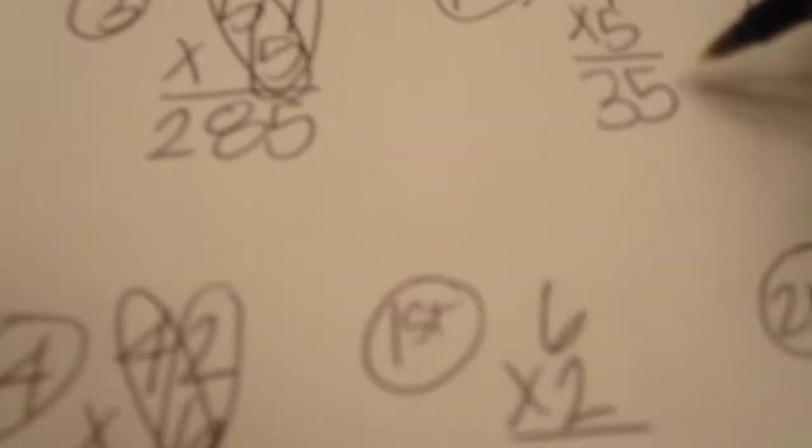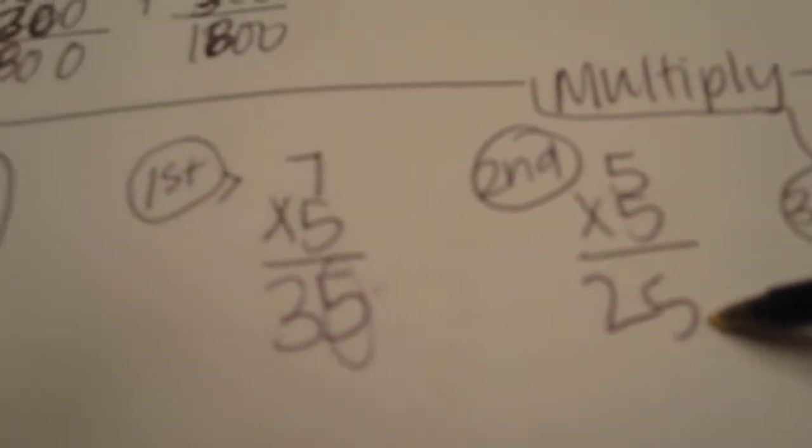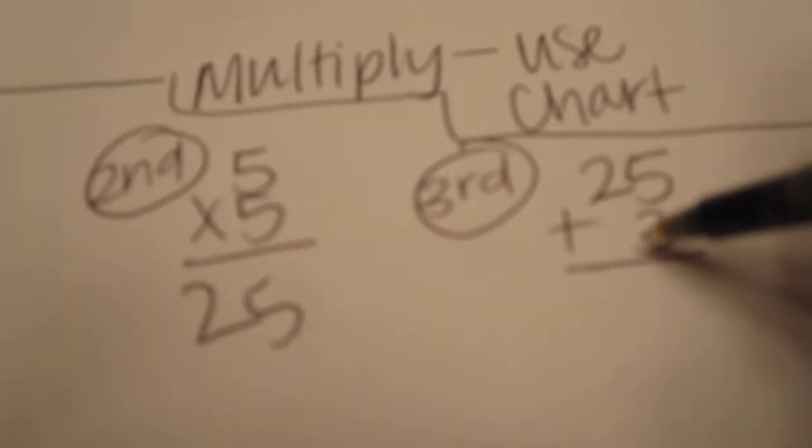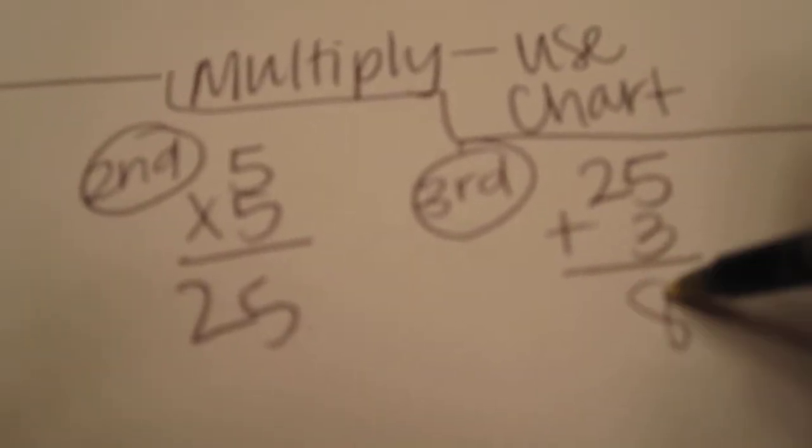So let's do 7 times 5. That's 35. The ones goes on the bottom. The tens goes on top. Then 5 times 5. That's 25. 25 plus 3. This digit right here is going to be added. 25 plus 3, 5, 6, 7, 8. And then drop the 2. That's 28. Write it here. Let's do the next problem.